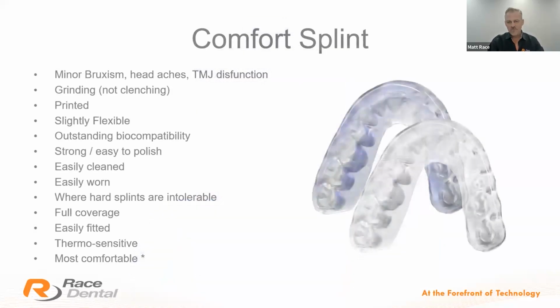We'll move across now to our comfort splint. Now, comfort splint is another printed splint, great for minor bruxism, headaches, temporomandibular or TMJ dysfunction, and grinding. Again, it's a full coverage splint, so probably not best for clenching. We'll talk about which would be best for clenching in a moment. As I mentioned, it's a printed splint. It is slightly flexible, and these splints, if they're designed very thin and warmed up to body temperature or up to an inclusive 33 degrees, they do show some flex. So we call this a medium splint. It's not hard, it's not soft, it really is right in the middle.